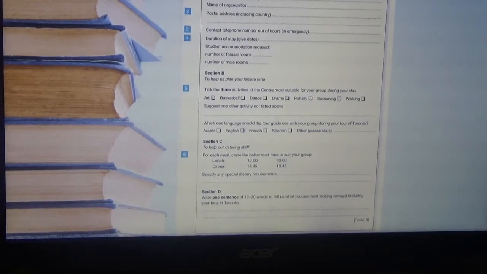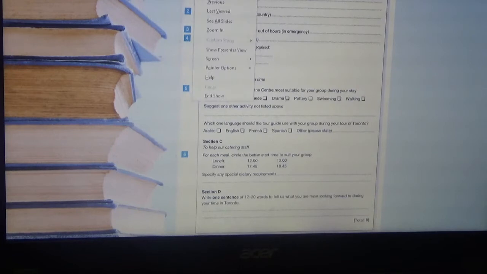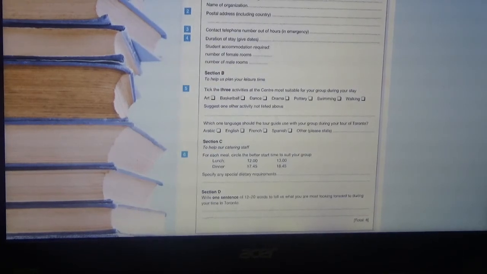Okay, this is the reading part. For number 1, you will see number 1 here. Check, a big check for number 1. And what shall we do with this?